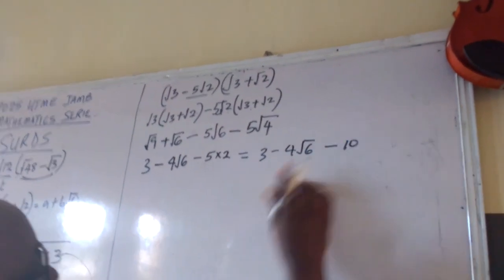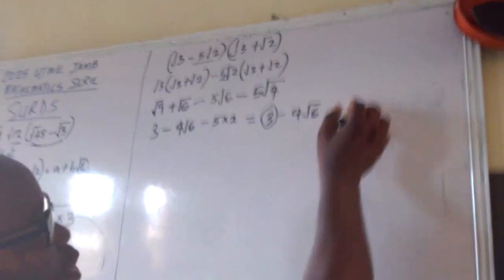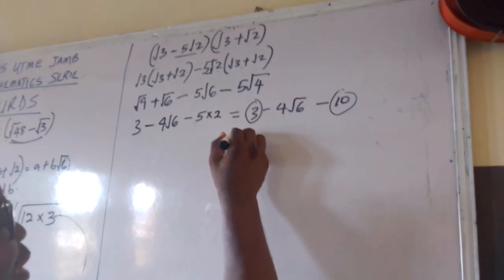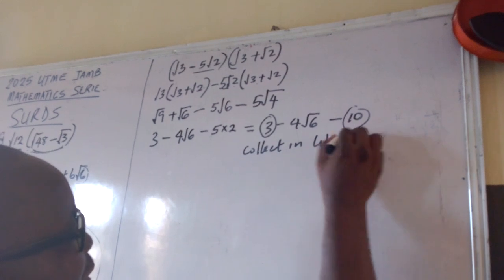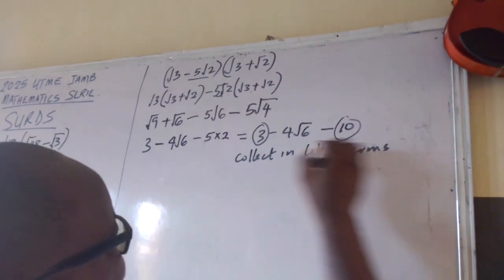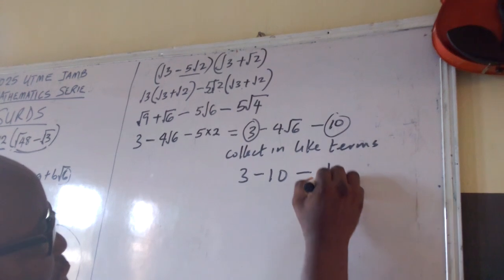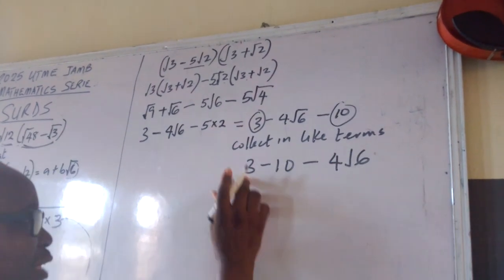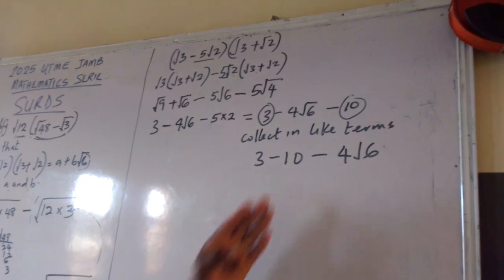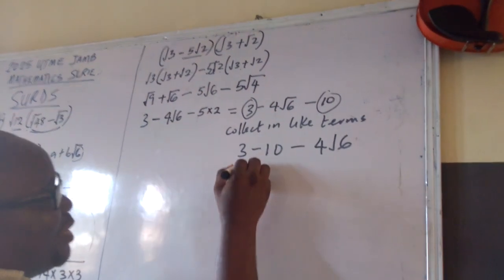So let's collect like terms. This one is a whole number. This is a whole number. So collecting like terms, I will have 3 minus 10 minus 4 root 6. So 3 means you have, minus 10 means you are owing. So when I pay, I will now have minus 7.